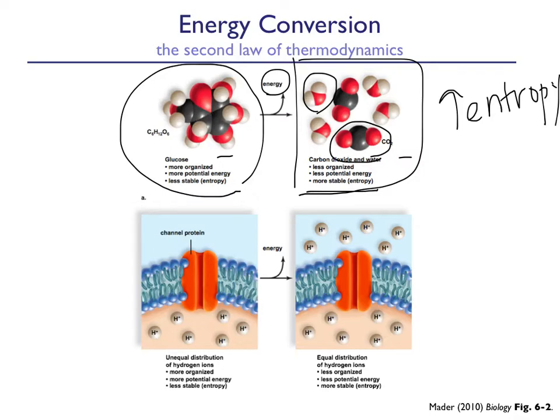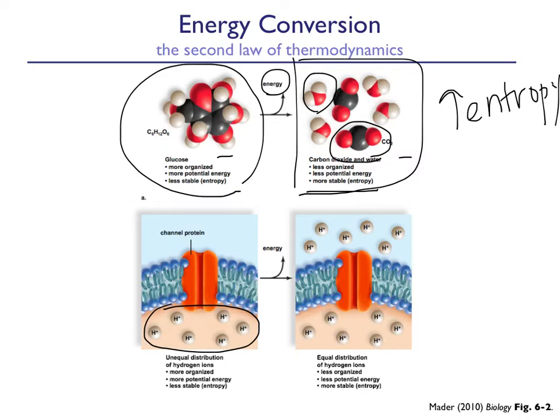So here we have an unequal distribution. There's more hydrogen ions on one side of the membrane than the other. It's very organized in this fashion. It has more potential energy because that difference between the number of ions on one side of the membrane and the other represents an electrochemical potential. So here we have more potential energy. But it's not very stable.